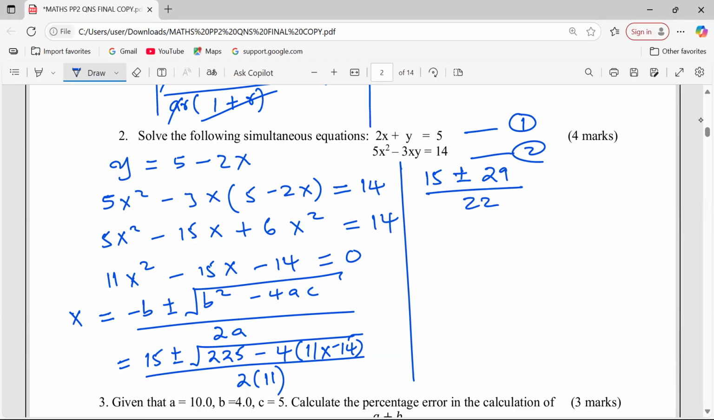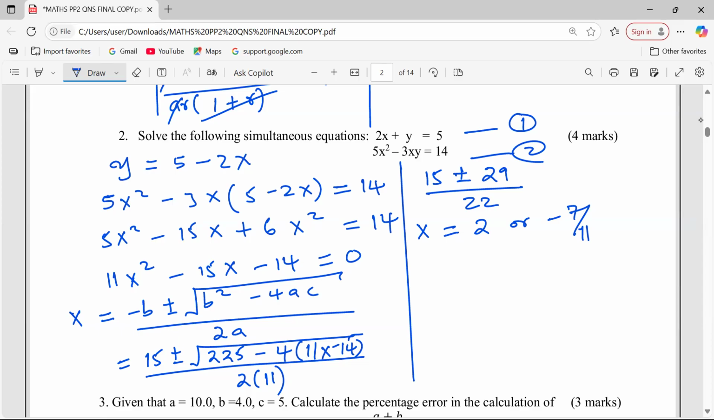So the possible values of x are, when we take 29 plus 15, then we divide by 22, I'm getting 2. Or I get 15 and I subtract 29, then I divide by 22. This gives me negative 7 out of 11. You see that? So we have the possible values of x.